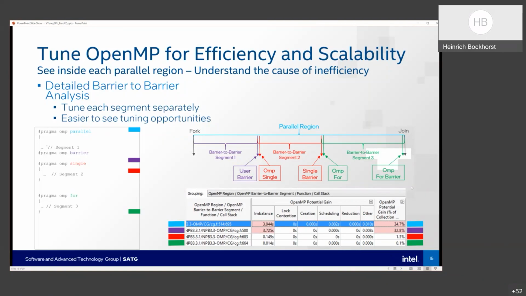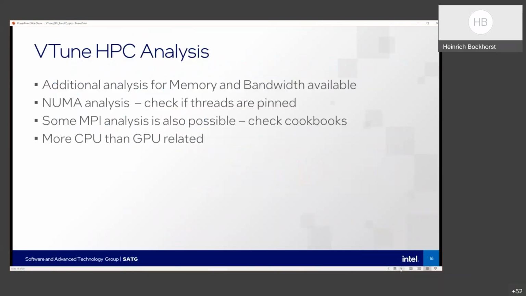Well, you see, you have a parallel region, and even when there are barriers inside the parallel region, it will show with more fine grain each barrier section inside the parallel region. This is quite nice for OpenMP analysis. But let's proceed. So there are also additional analyses for memory and bandwidth, which are very nice.